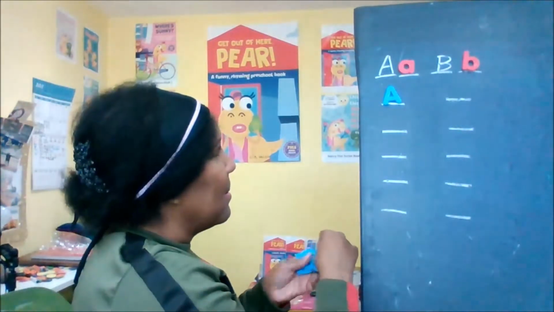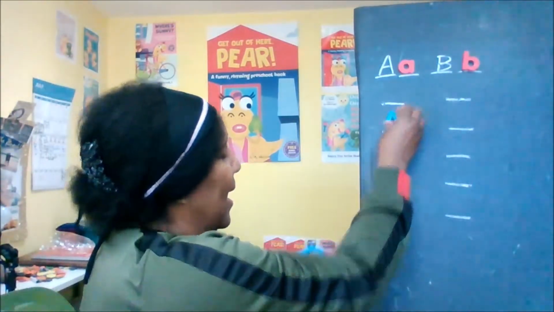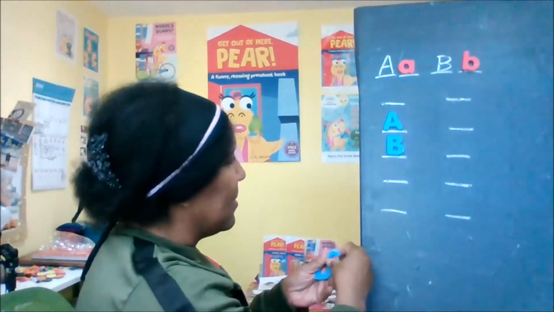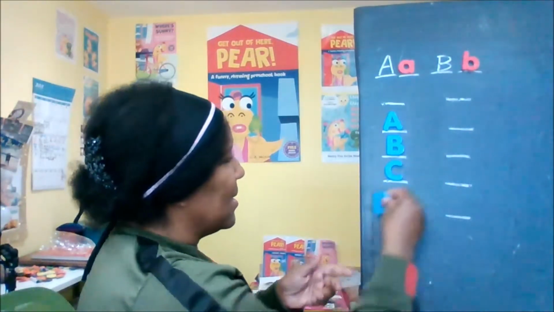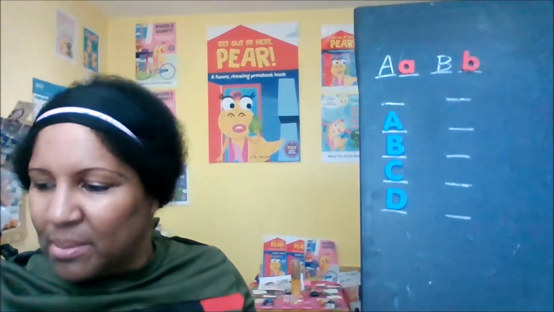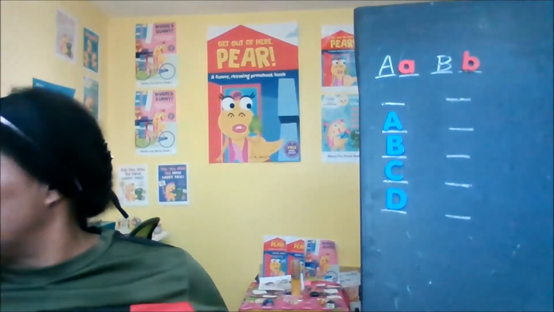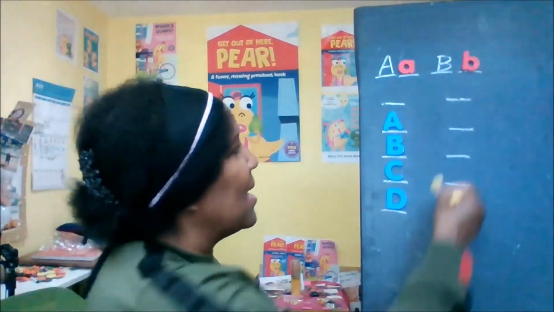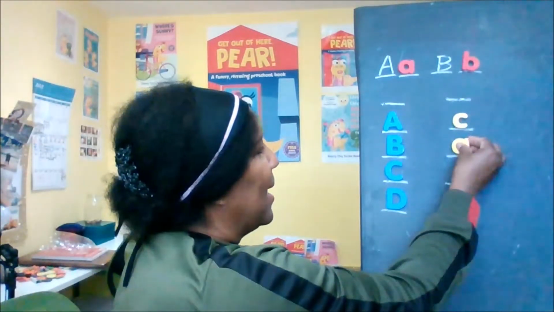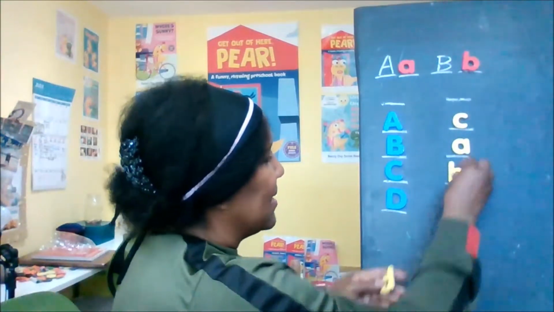So let me put my light blue letters over here. A, B, C, D. I'm going to put my small letters on this side, and I'm going to put them in the same order they were in the other time. C, A, B, and D.